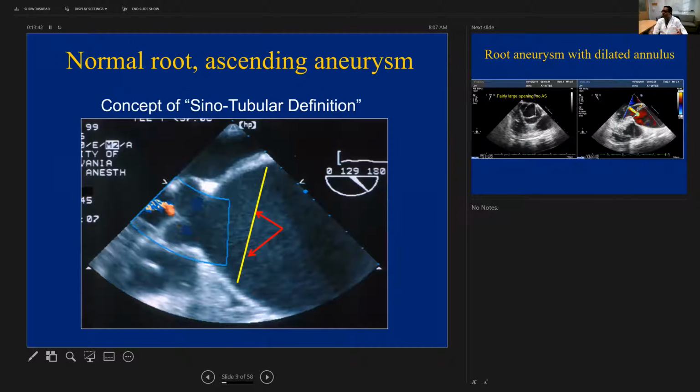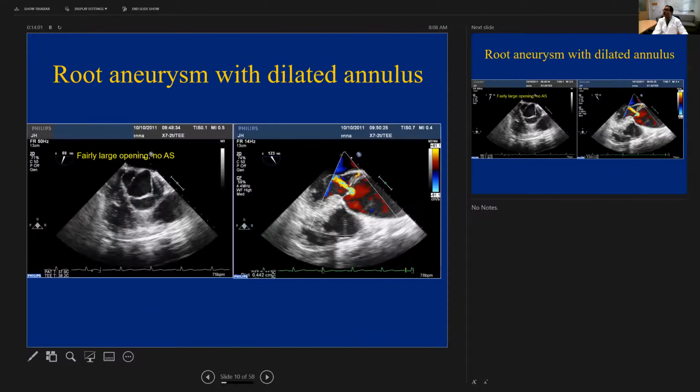Here you can see an extreme example where you can actually see a normal aortic root. The sinuses are preserved and not dilated. There's aortic insufficiency, but it's actually a sinotubular junction stability problem because the ascending aorta is so enlarged compared to the rest of the root. And that can lead to aortic insufficiency as well.